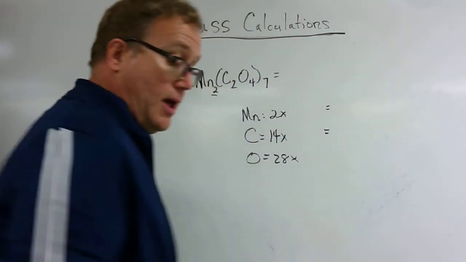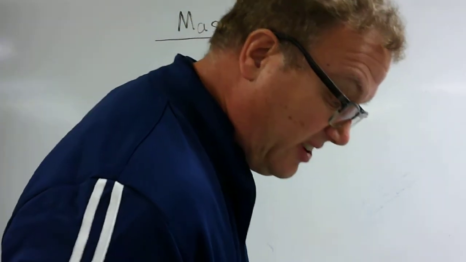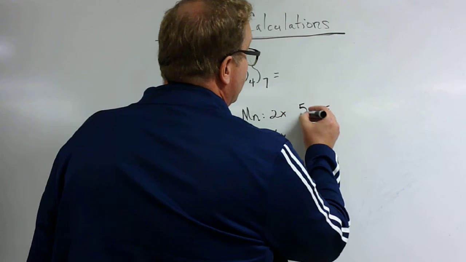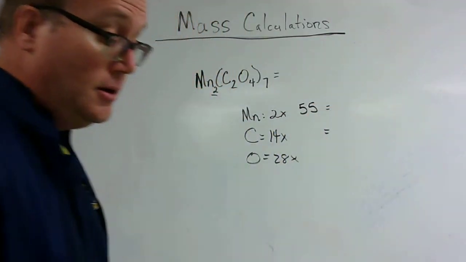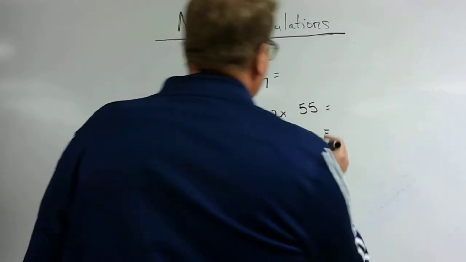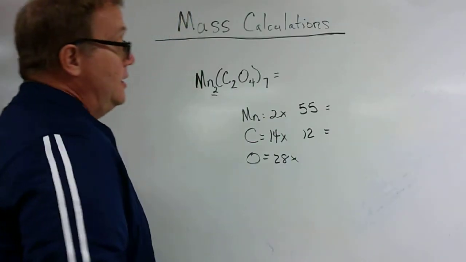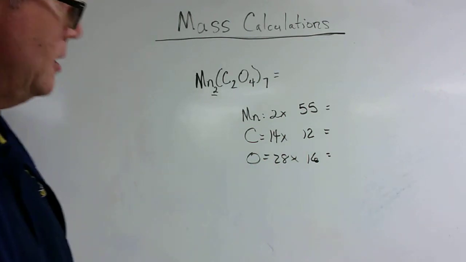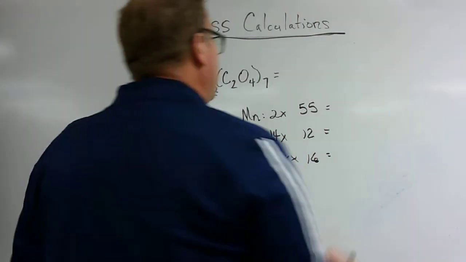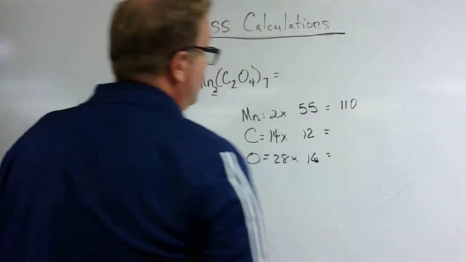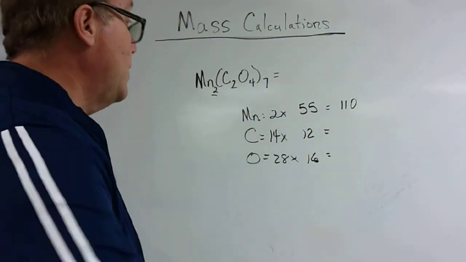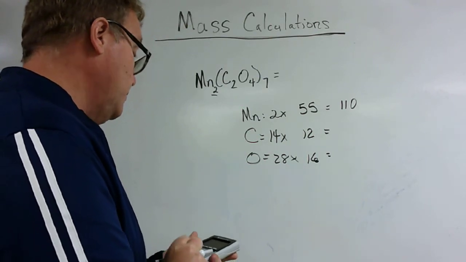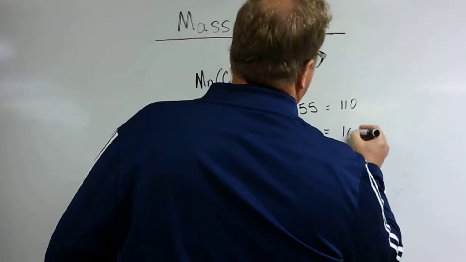But I know that the mass of manganese is 54.94. I can go 55. That's fine. Now with my carbon, it's 12.011, which is 12. And oxygen's pretty close to 16, so we'll go 16. Now if I go ahead and do my numbers here, this is 110. This is the reason why we have to use a calculator sometimes, because sometimes we have a little bit of a problem working on those bigger numbers.